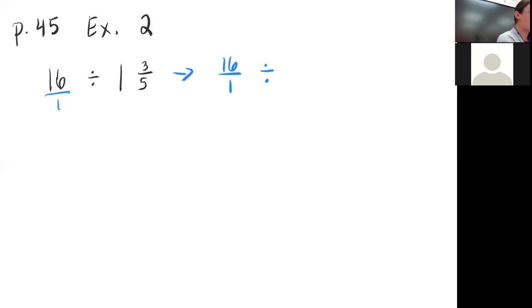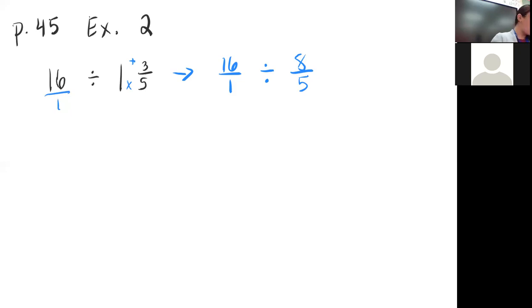So we're going to multiply our denominator 5 by the whole number 1, which is going to get us 5. And then we're going to add that to the current numerator 3. So 5 plus 3 gets us 8, and that's our new numerator. And then our denominator doesn't change. All right, so now we've got two fractions, 16 over 1 divided by 8 over 5.